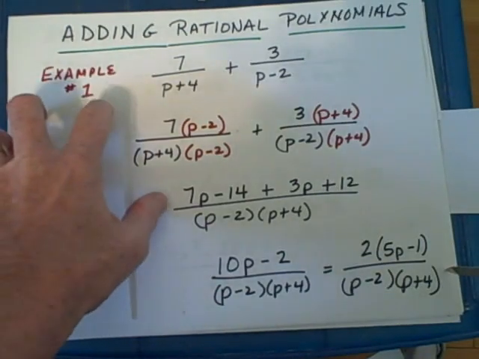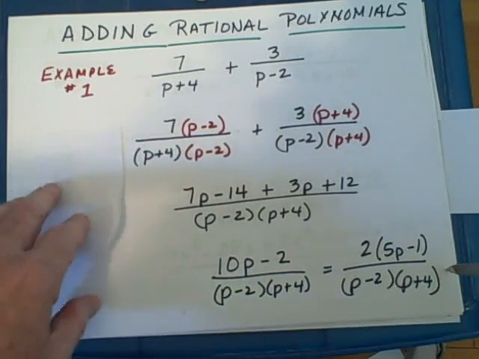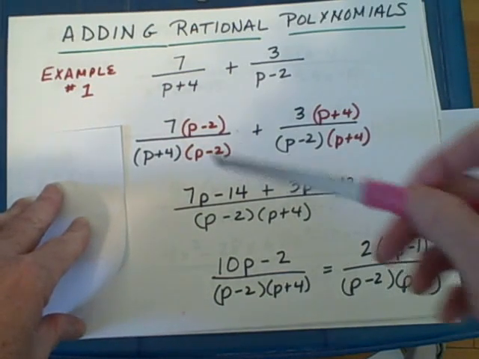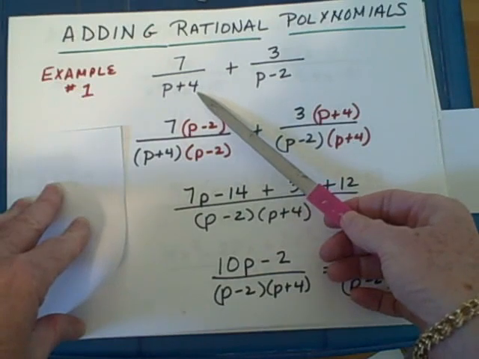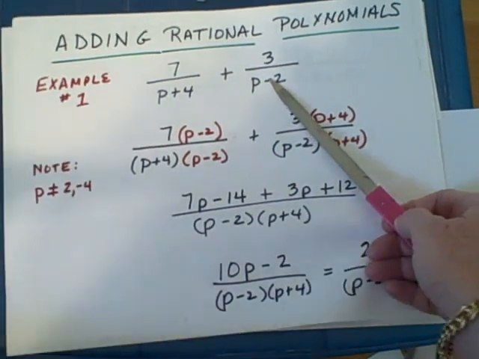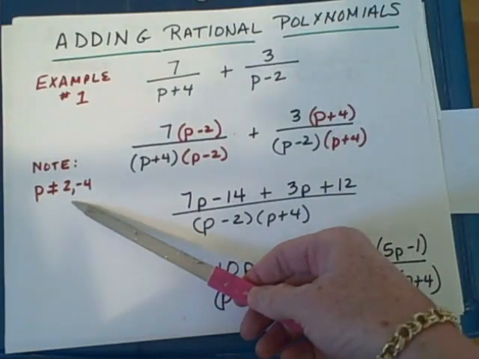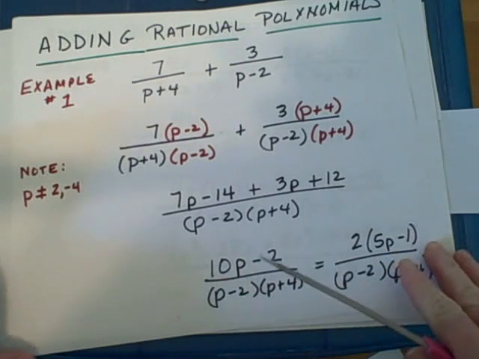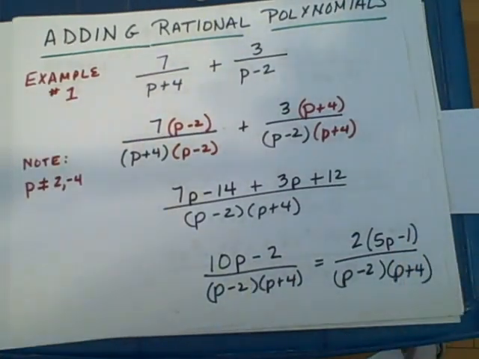We have to remember, however, that we have some numbers that we cannot use. p cannot be negative 4 and p cannot be positive 2. So p cannot be 2 or negative 4 because those numbers would make our denominator 0.